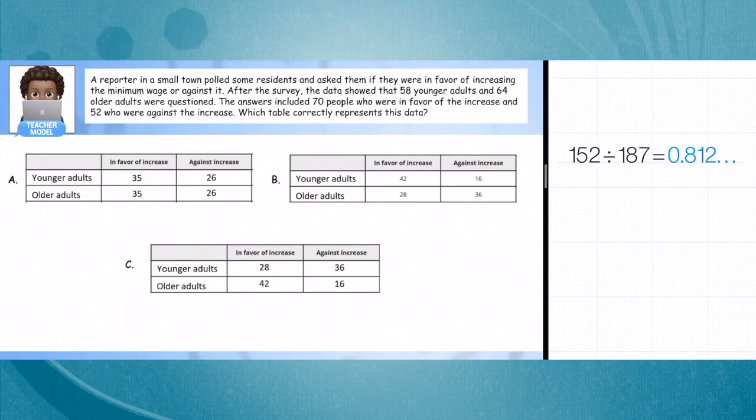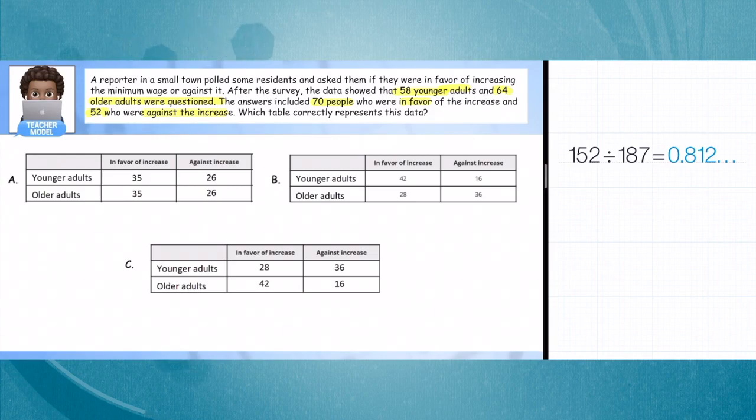Let's look at this multiple choice. A reporter in a small town polled some residents and asked them if they were in favor of increasing the minimum wage or against it. After the survey, the data showed 58 younger adults and 64 older adults were questioned. So that's telling us about the totals. The answer included 70 people who were in favor of the increase and 52 who were against the increase. Which table correctly represents this data?